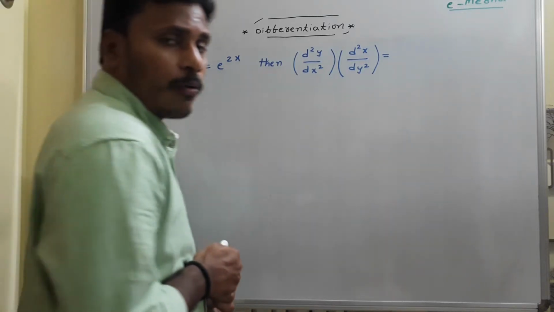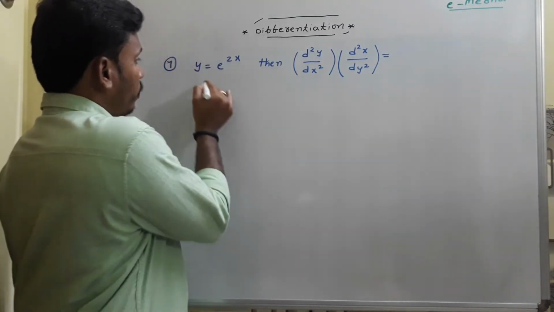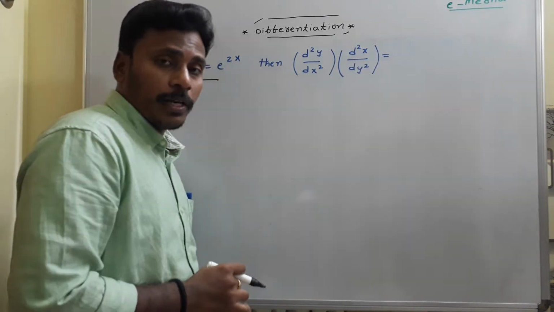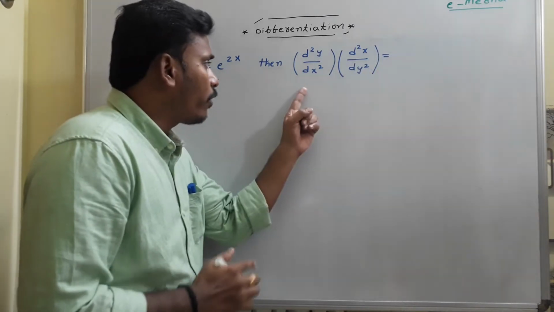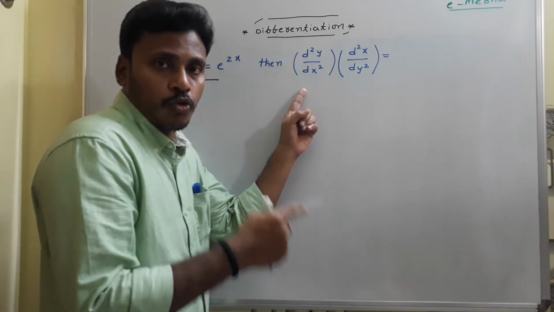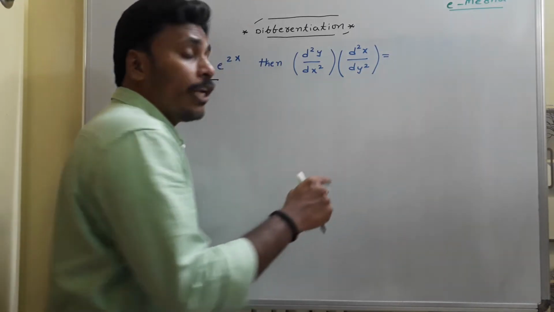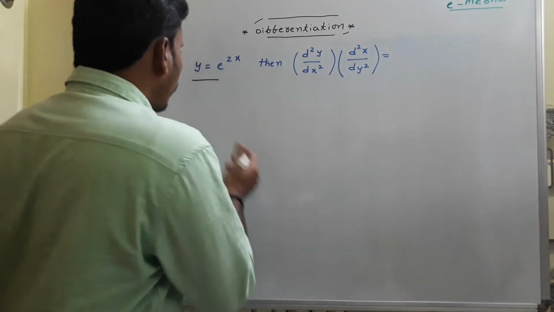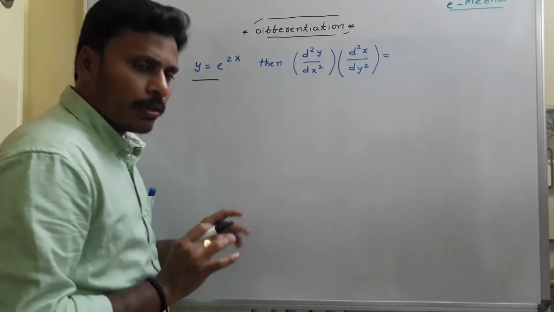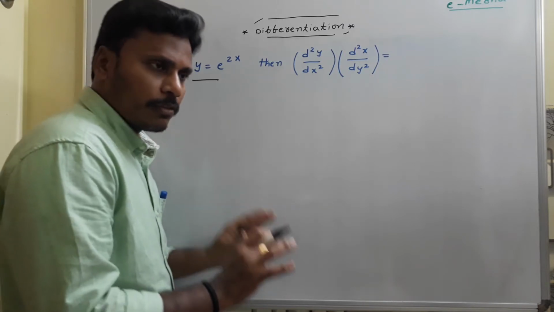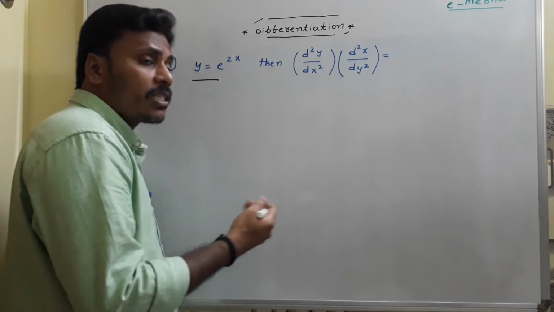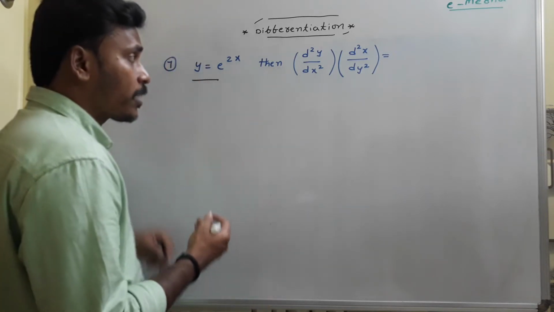Seventh one, we have y is equal to e power 2x here. We need to calculate d square y by dx square into d square x by dy square. In the first term we need to differentiate 2 times with respect to x, and for the second value we need to differentiate 2 times with respect to y. The given function is somewhat simple, so the problem is also simple, but we need to identify d square y by dx square as well as d square x by dy square.